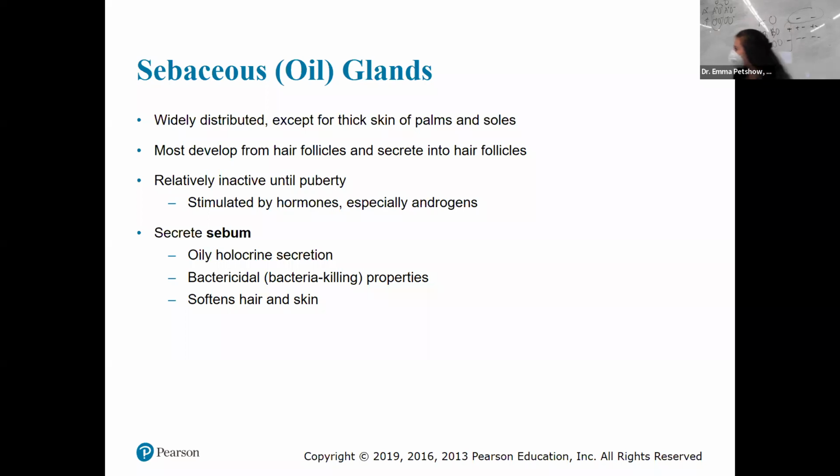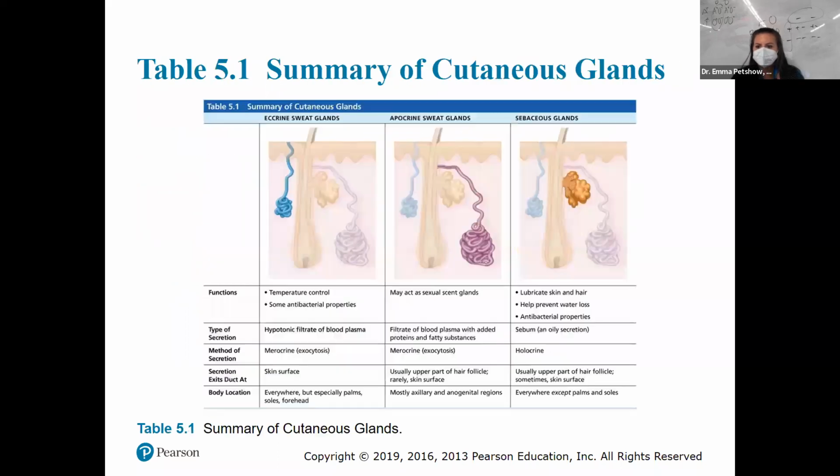We also then have another gland, our sebaceous or oil glands. These are widely distributed, except they're typically not on the thick skin of palms and soles. They develop from hair follicles and secrete also into hair follicles. They typically aren't active until puberty, so hormones, specifically testosterone or androgens, DHEA, can stimulate them. And they secrete sebum. It's oily and it has bacterial killing properties, bactericidal, and it also can soften our hair and skin. So those are our big major glands. So here are your differences, your functions, your type, your method, your secretion, and your body location.